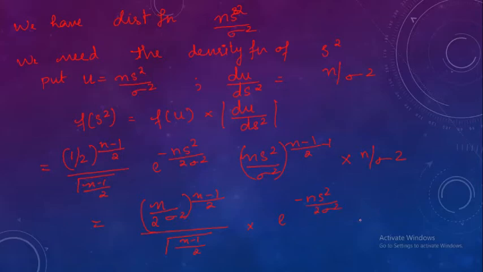Then what about s square? It is (s square) raised to (n minus 1) by 2 minus 1. And here s square lies between 0 and infinity. So this is the density function of your s square.